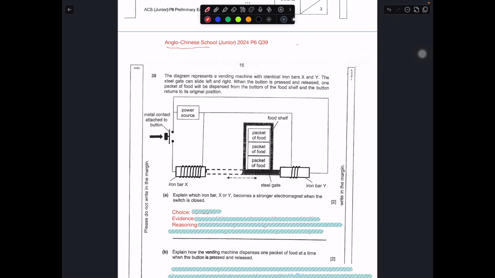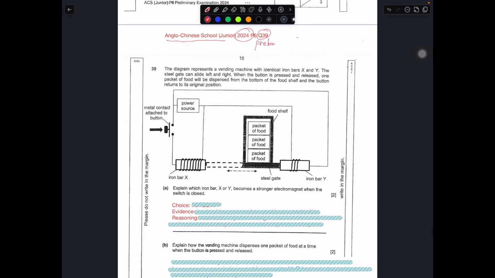So today I'll be going through ACS School Junior 2024 Prelim P6 question number 39. So this question is on electricity, particularly on electromagnet.